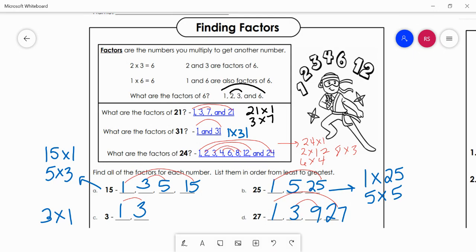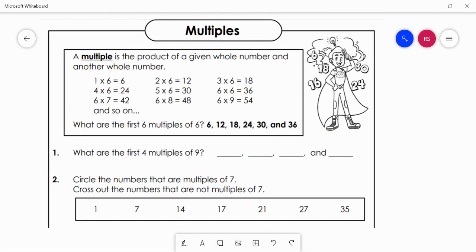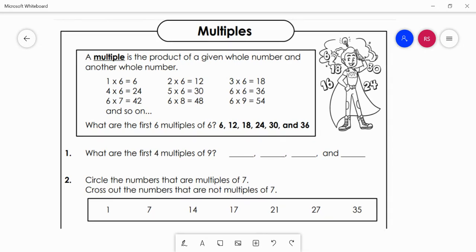All right, let's shift gears a second and let's go over to multiples. So a multiple is the product of a given whole number and another whole number. So 2 numbers multiplied together to give us our number that we're looking for. So let's take a look here. If I'm listing the multiples of 6, remember, we can also skip count when we are finding multiples. So if I want to skip count by 6s, I can do that.